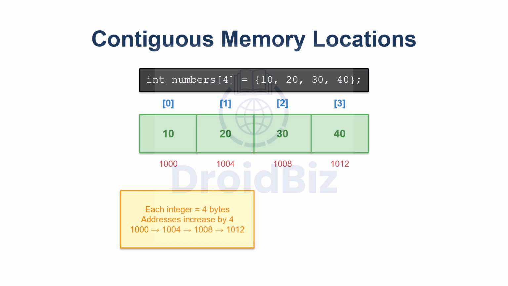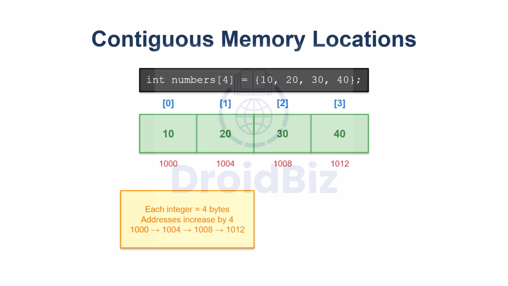Each integer in most systems takes 4 bytes of memory. Look at the memory addresses shown in red below each element. The first element at index 0 is stored at memory address 1000. The second element at index 1 is at address 1004. The third element at index 2 is at 1008, and the fourth element at index 3 is at 1012.